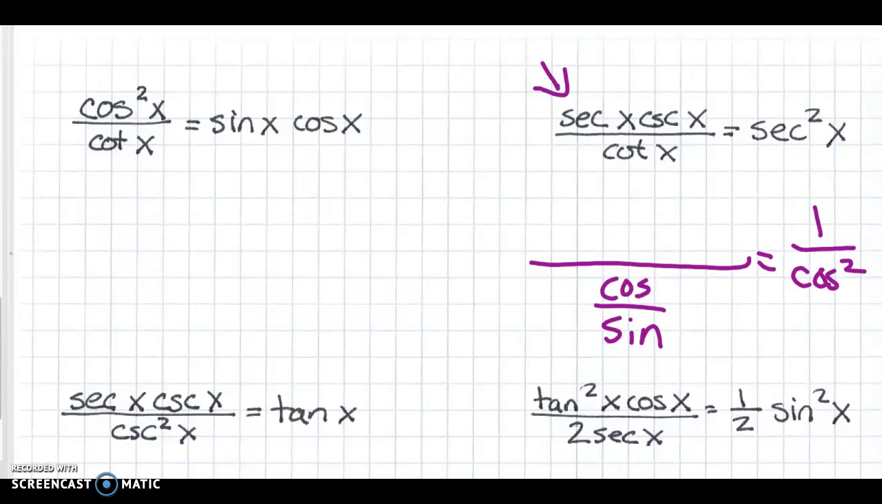It's going to become 1 over cosine times sine. Okay, so now I have the format I like to have it in, which is I have one big fraction over another big fraction.